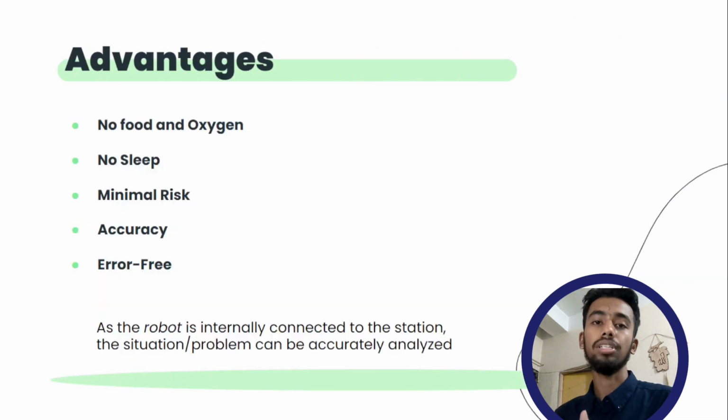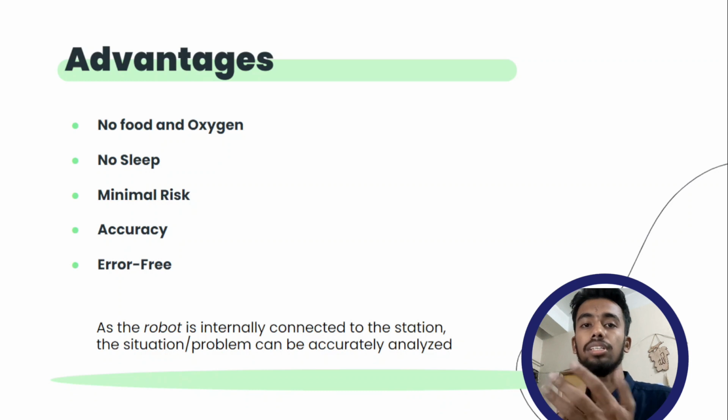Now we'll see the advantages of robots, because without knowing the advantages, we won't be able to understand why we would use them. A robot doesn't need any sort of food or water or oxygen. So we don't need to provide such things to a robot. Besides, it doesn't need any sleep. So humans need sleep, but a robot doesn't. So it can work all day long, much more efficiently than a human being.